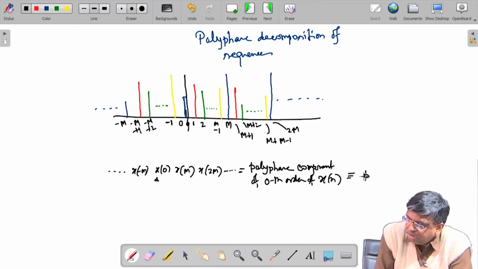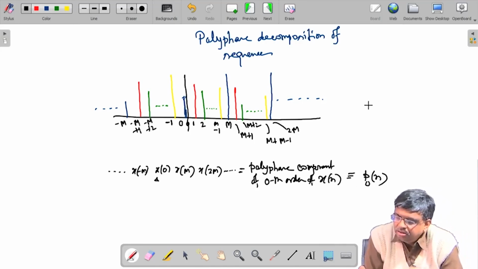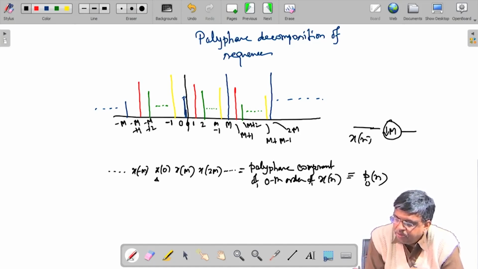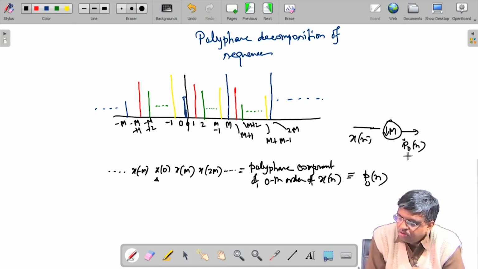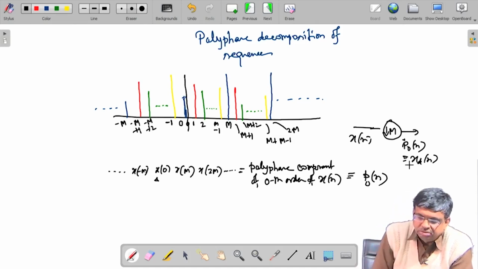It is denoted by P0[n], the polyphase component of order 0, and P0[n] is obviously nothing very simple. If you take x[n] and decimate by M, what you get is P0[n], which is nothing but the decimated version of x[n], very simple.